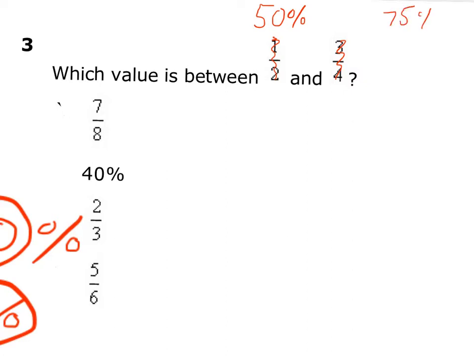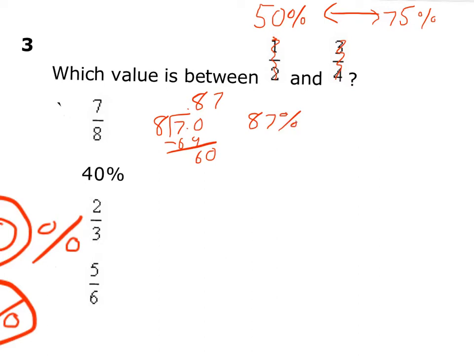75%. Alright, so we need to come in between these two. Alright, 7/8. 7 on the inside, 8 on the outside. 8 goes into 70 8 times. 8 goes into 60 7 times. I'm going to go ahead and stop there because that's 87%.